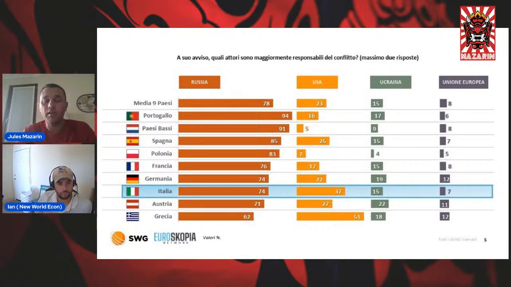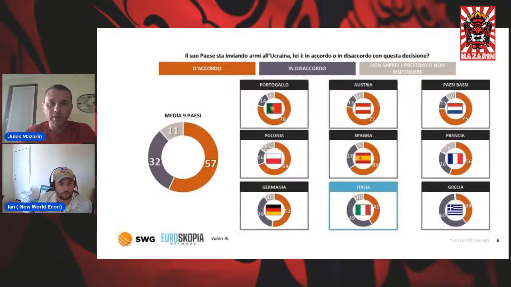First, because Italy is one of the founding members of the European Union, and it's one of the three biggest members. France, Germany, and Italy are the core of the European Union, and we can see that in the polls. It's interesting that Italy and Greece are the two countries with more people that disagree with sending weapons to Ukraine.